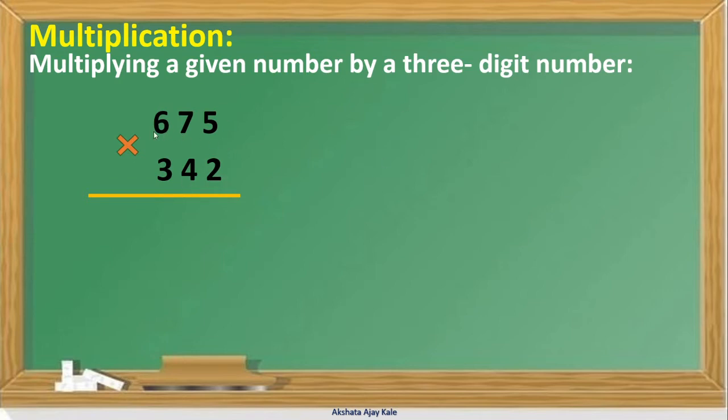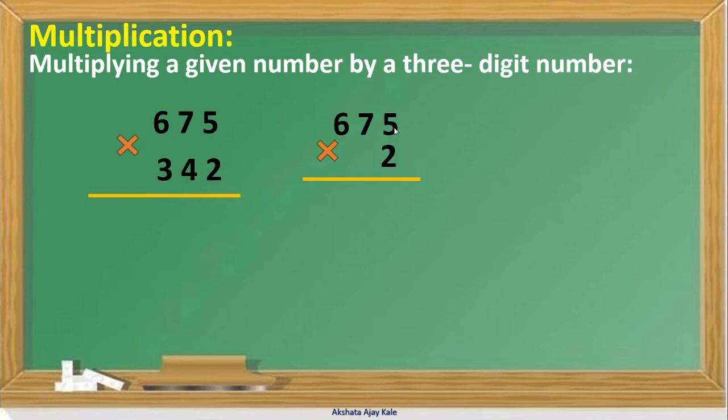So first we will multiply 675 by 2, which is in the unit place. Then we will multiply 675 by 4, 4 is in the tens place, you have to remember this. Then we will multiply 675 by 3, that is 3 in the hundreds place, that is nothing but 300. Stepwise we will move. First, 675 multiplied by 2, because 2 is in the unit place. You know that we multiply from unit to unit, isn't it?